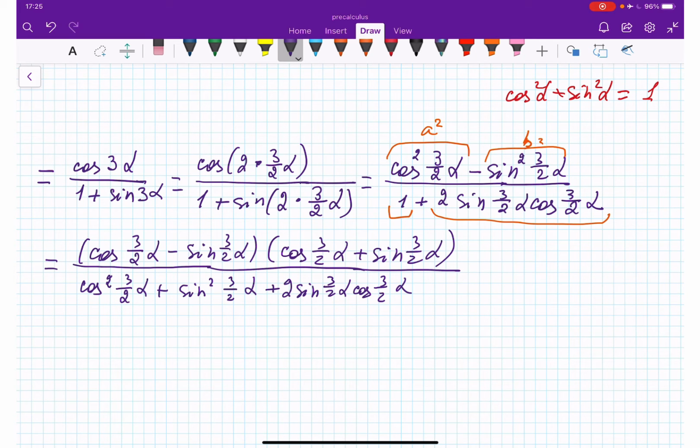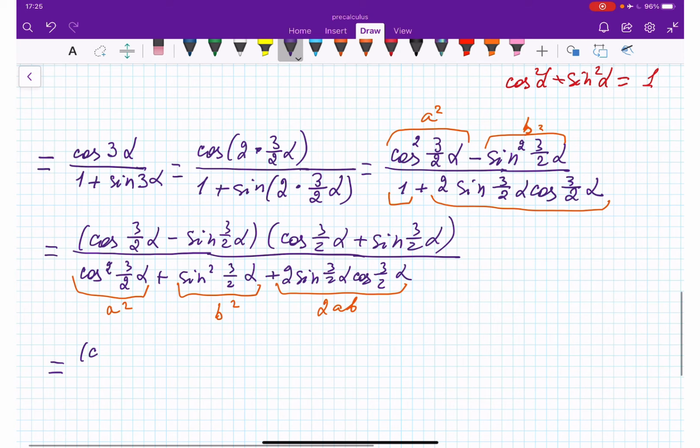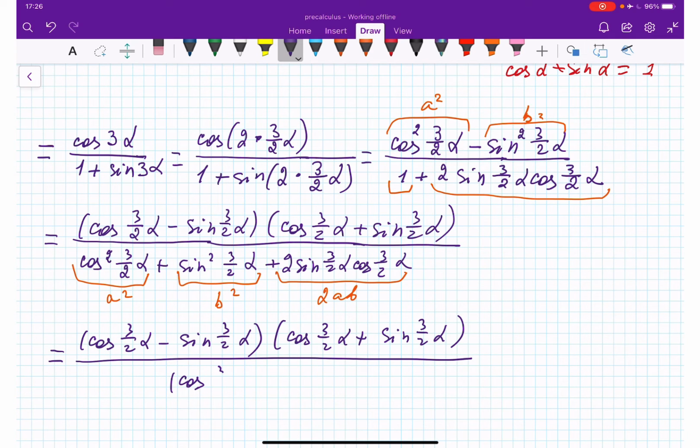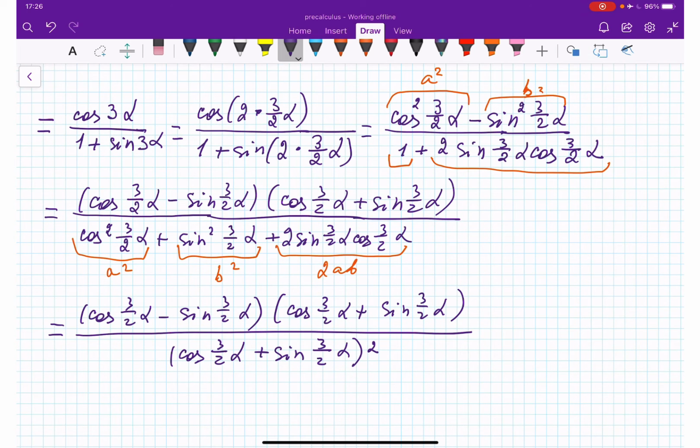Look how beautiful a thing we got here. This is a squared, b squared, and here I am getting 2ab. See that? Okay, so from here I'm getting cosine 3 over 2 alpha minus sine 3 over 2 alpha times cosine 3 over 2 alpha plus sine 3 over 2 alpha. And here I will have cosine 3 over 2 alpha plus sine 3 over 2 alpha squared, right? A plus b squared. Okay?